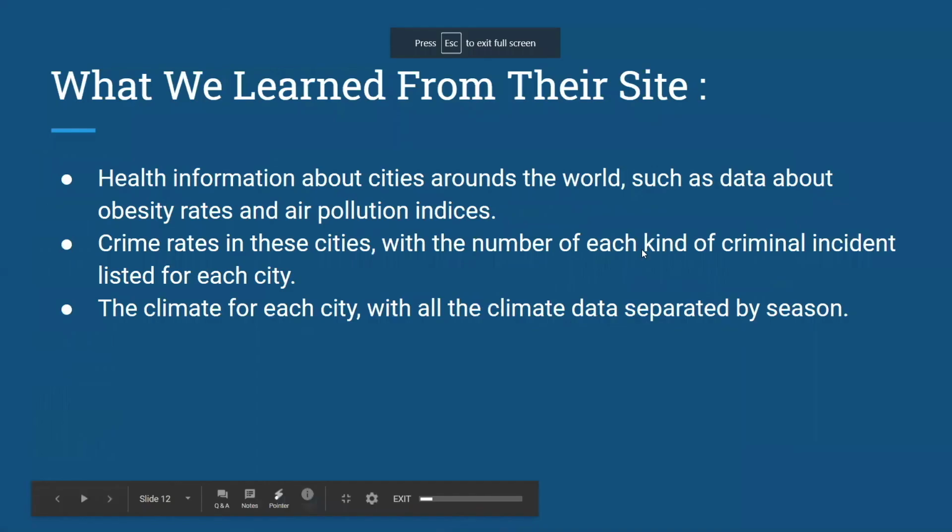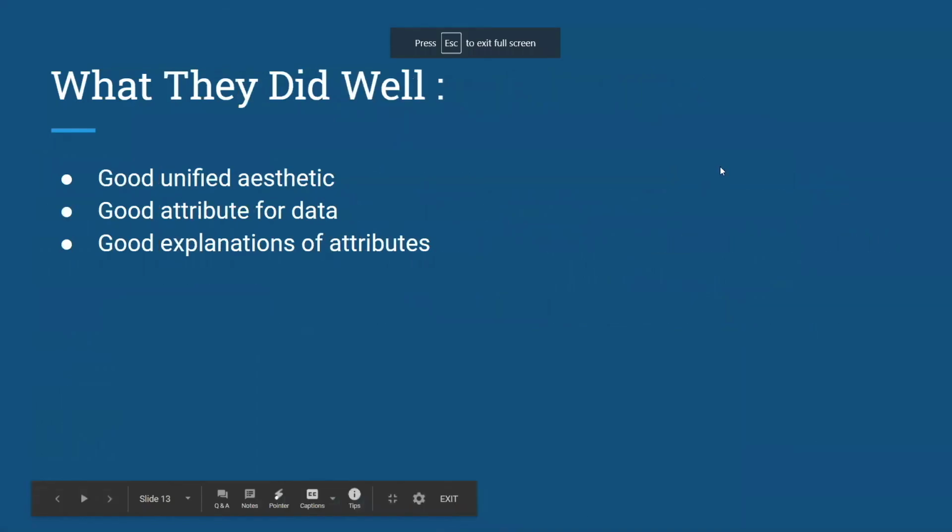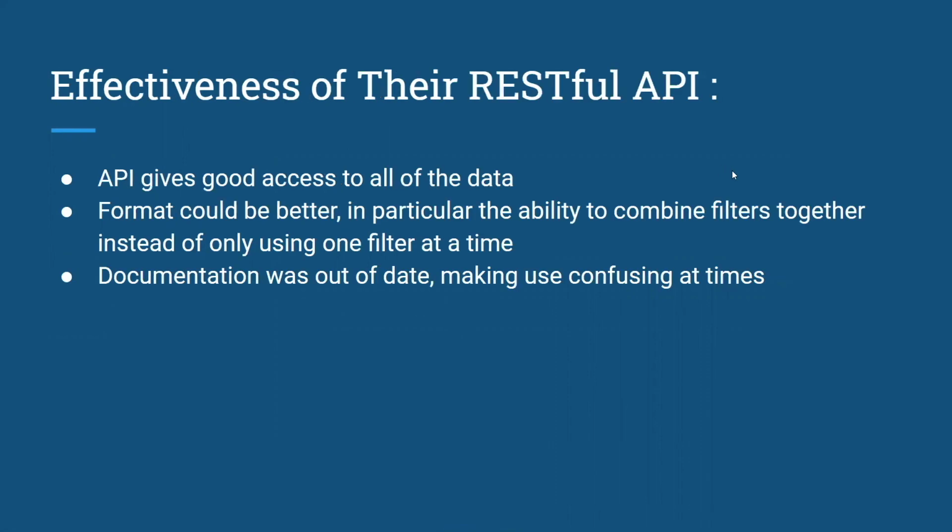So things they did well, they had a good unified aesthetic. They had good attributes for each of their model's data, and they had good explanation of each of these attributes, particularly in the health section where some of their attributes are quite complicated. Their API gives good access to all their data, but the format could have been better. In particular, we would have liked the ability to combine filters together instead of only using one filter at a time, and the documentation was out of date, which made it confusing to use at times.